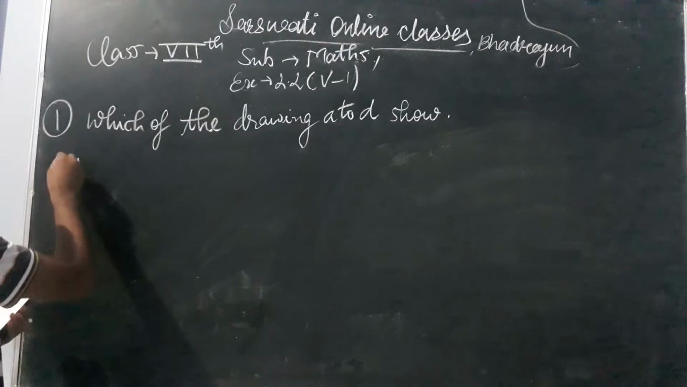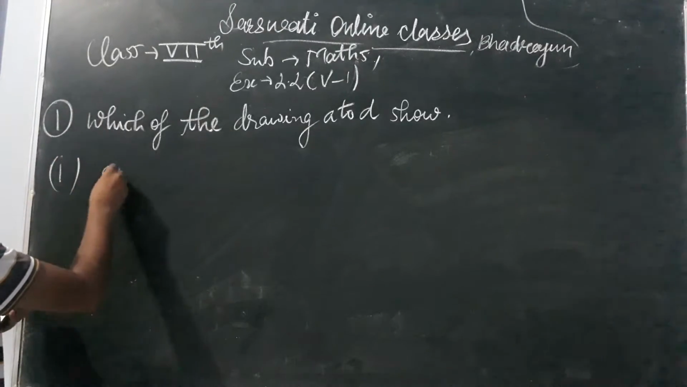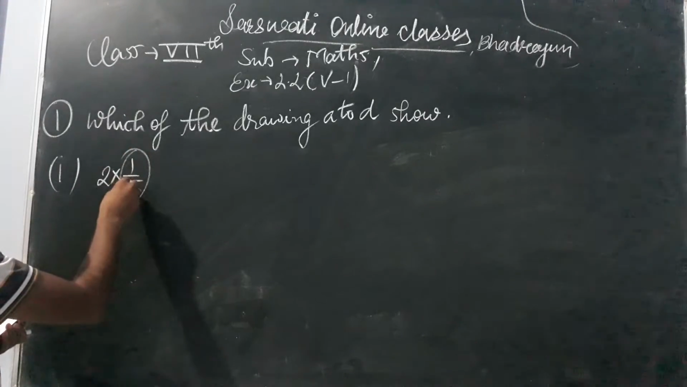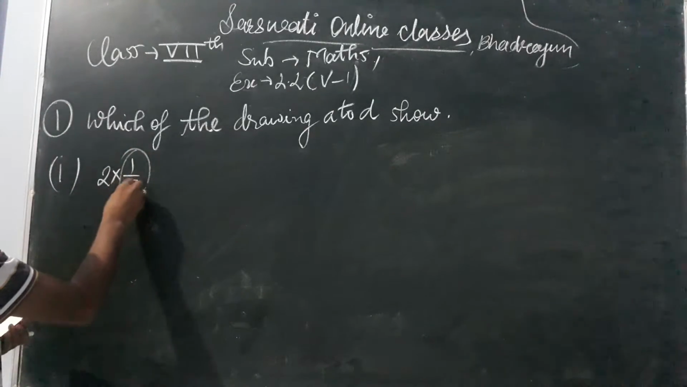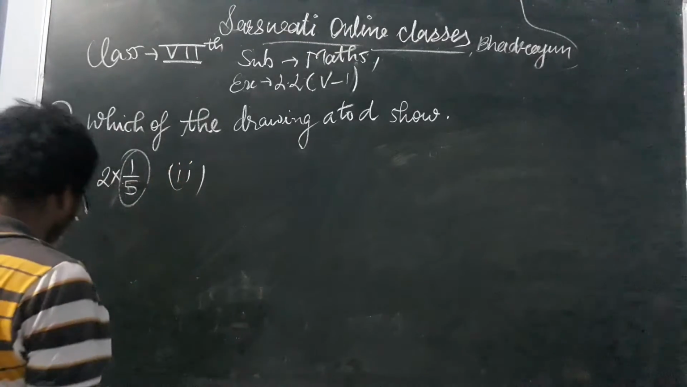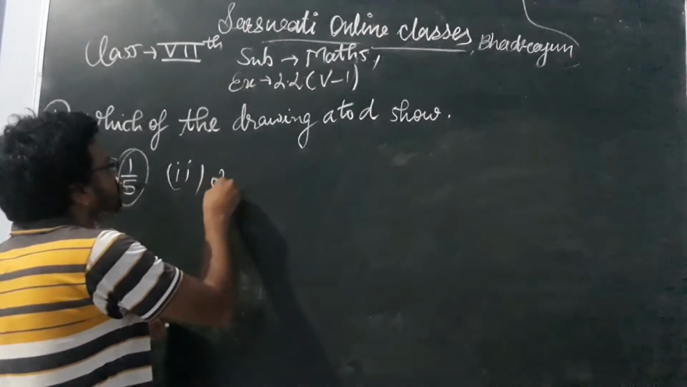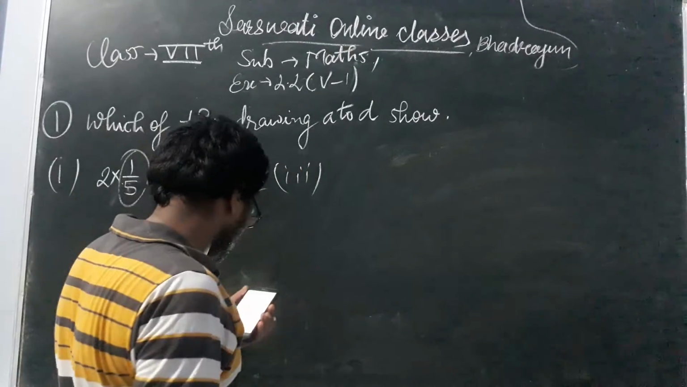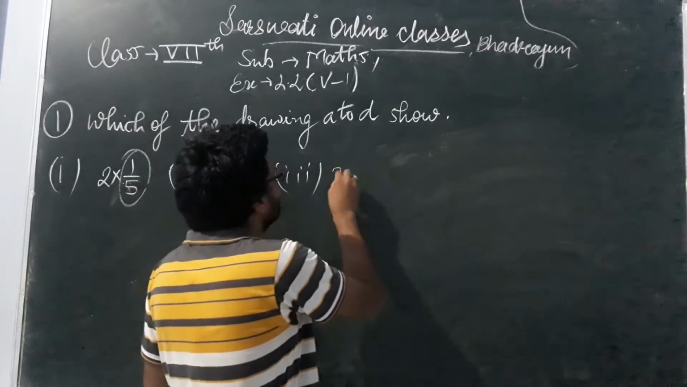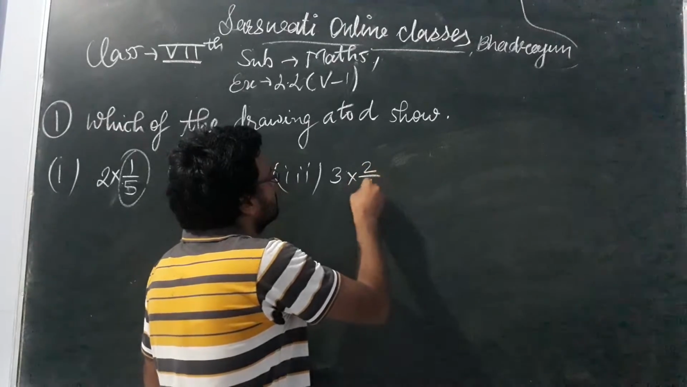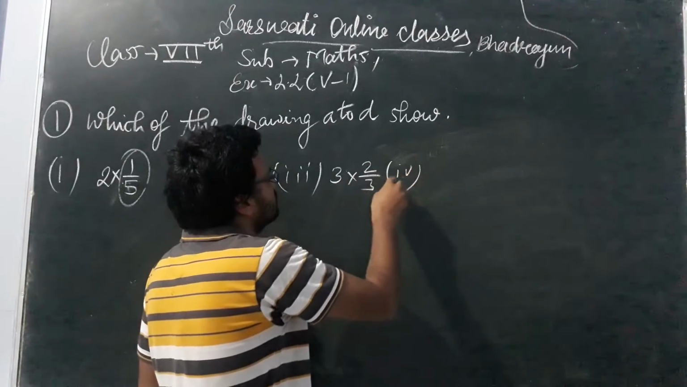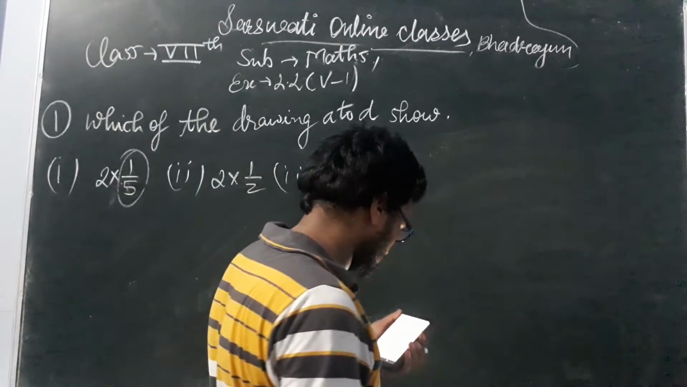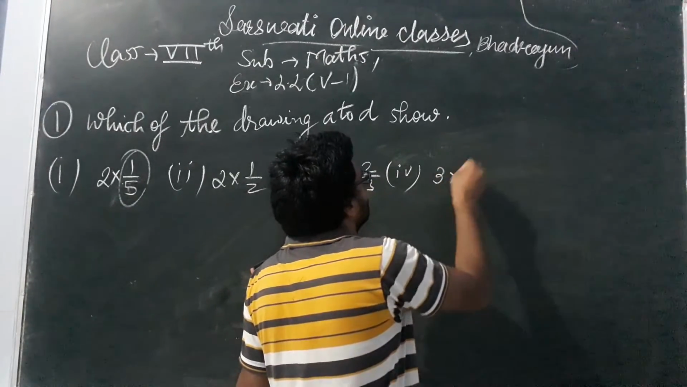Number first one is 2 is multiplied with 1/5, यानी 1/5 का 2 times. Okay, second one is what? Second one is 2 into 1/2. Third one is what? Third one is 3 into 2/3. Fourth one is what? Fourth one is 3 into 1/4.